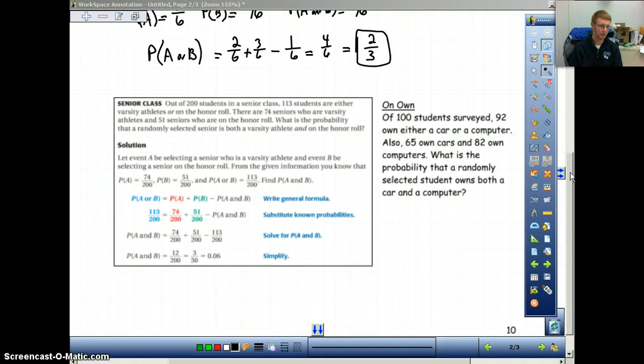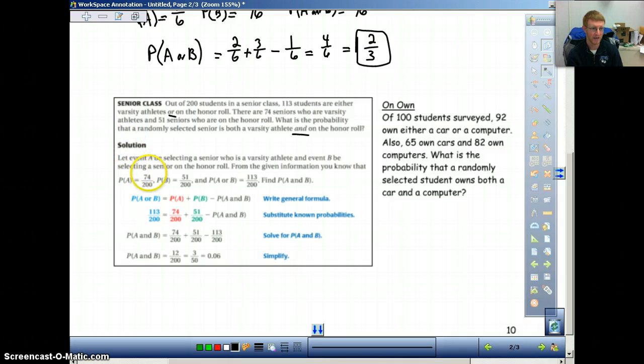So here's where it gets a little bit trickier. We're dealing with a senior class: out of 200 students in a senior class, 113 students are either varsity athletes or on the honor roll. So it's an or. There are 74 seniors who are varsity athletes and 51 seniors who are on the honor roll. What is the probability that a randomly selected senior is both a varsity athlete and on the honor roll? So in this one, we're given the or, but we're not given the and. So we want to fill this in as necessary.